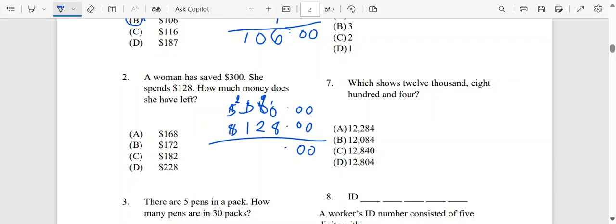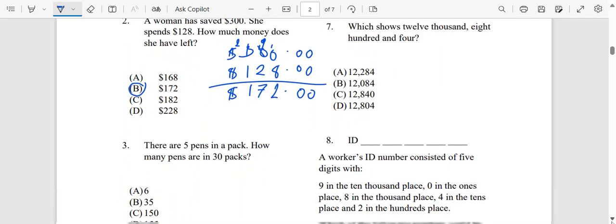All right, so 8. Now we have 10. We say 8 from the 10 will leave us with 2. 2 from the 9 will leave us with 7. And 1 from the 2 will leave us with 1. So there you go. Our answer for this one is 172.